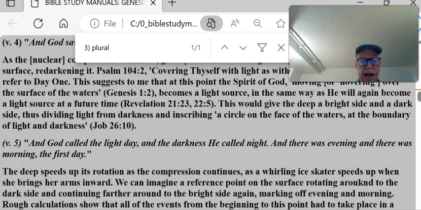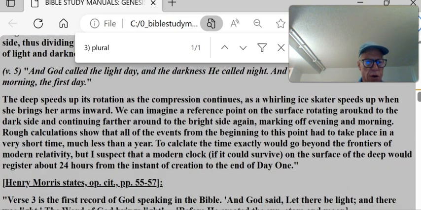And God called the light day, and the darkness he called night. And there was evening, and there was morning, the first day. So there were no light-bearing bodies at that time. Yet God creates light, and it goes where he's declared it to go, or sovereignly controls it. The deep speeds up its rotation as the compression continues, as a whirling ice skater speeds up when she brings her arms inward. We can imagine a reference point on the surface rotating around to the dark side and continuing farther around to the bright side again, marking off evening and morning.